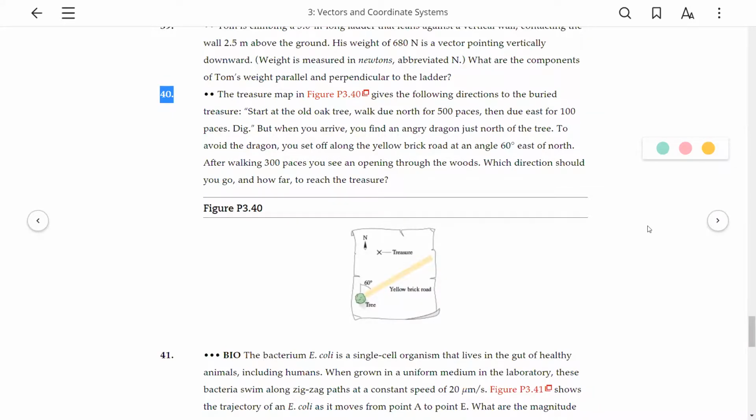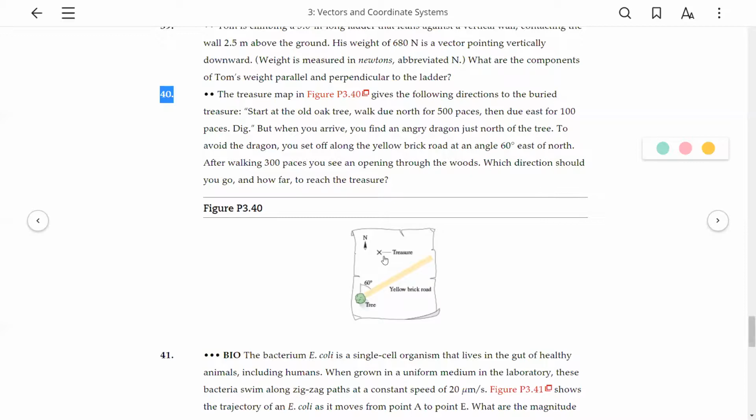Number 40 from chapter 3 is a little more fun as far as homework problems go. I'm not saying it's a rollicking good time. Let's read through the problem here. You've got a treasure map, how old-fashioned, and the instructions say, start at the ye old oak tree, walk due north for 500 paces. That's a pretty imprecise unit, right? It's not a meter, it's not a foot. Everybody's pace is a little different than the next person's. Then due east for 100 paces. So 500 north, 100 east, dig.